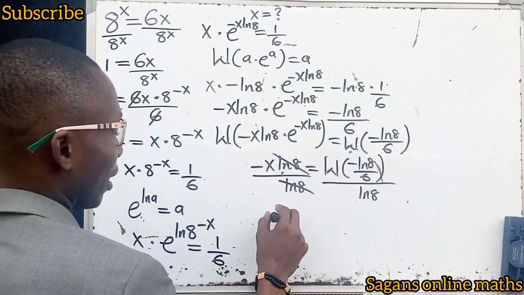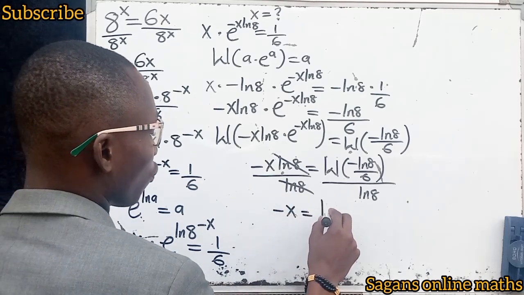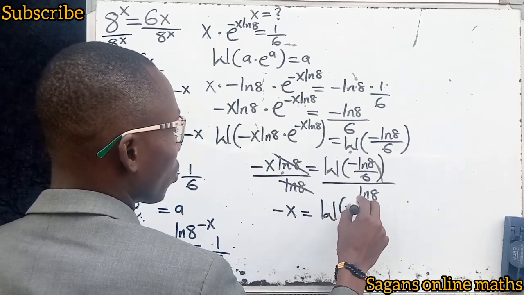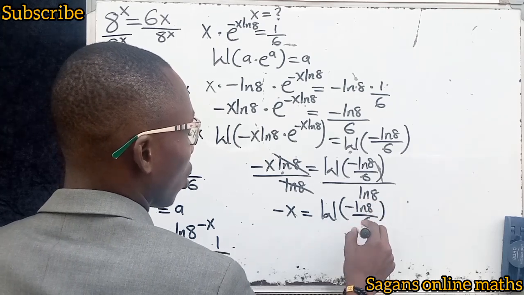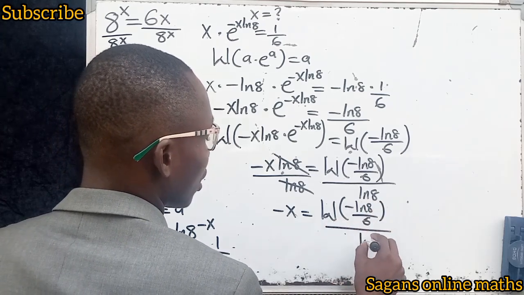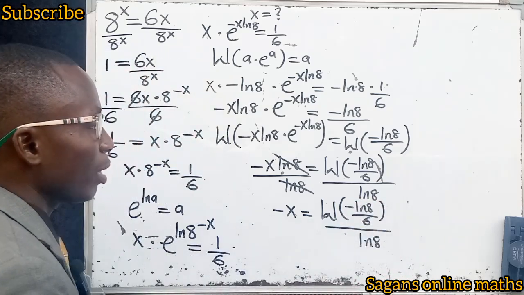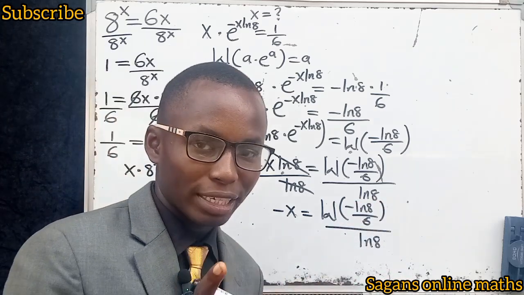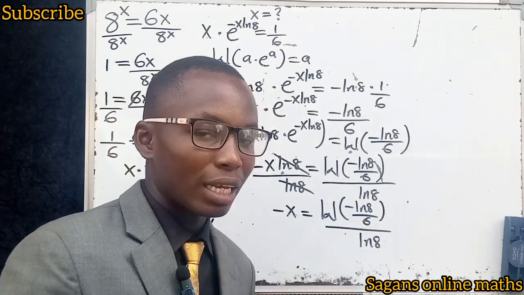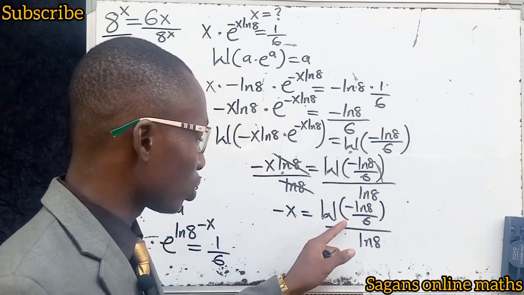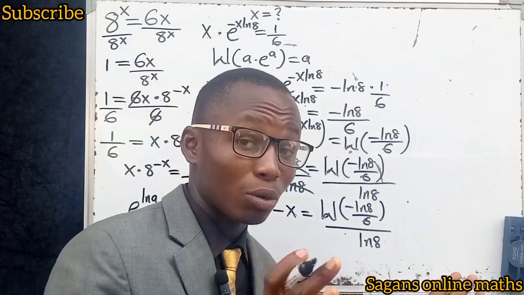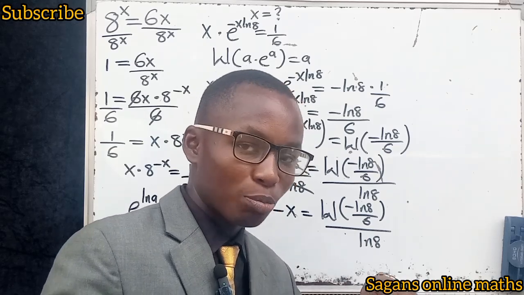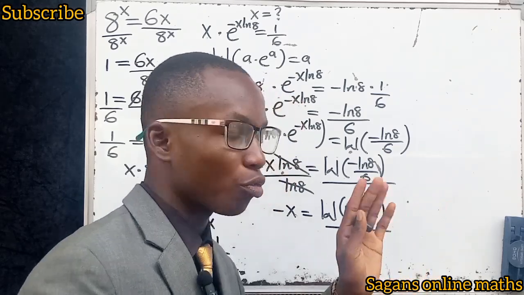Now see that minus x is equal to the Lambert function of minus ln 8 divided by 6, all over ln 8. Now remember, we are asked to look for the value of x. But we are seeing that minus x is equal to this. So what are we going to do so that we can remove this minus sign from here? We have to multiply both sides by minus 1, so we can remove the minus sign from the x, so we can look for x.